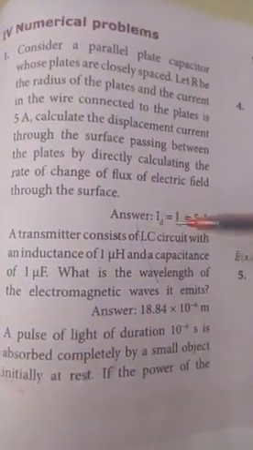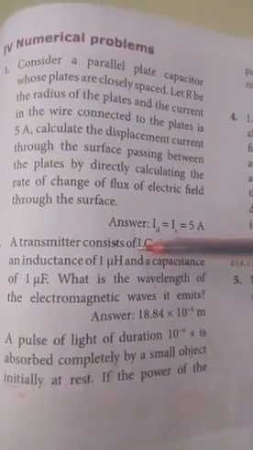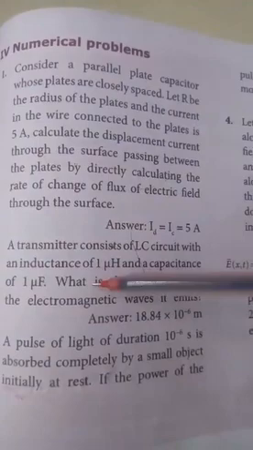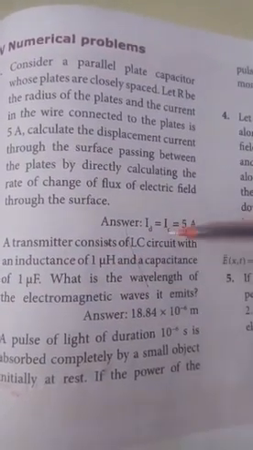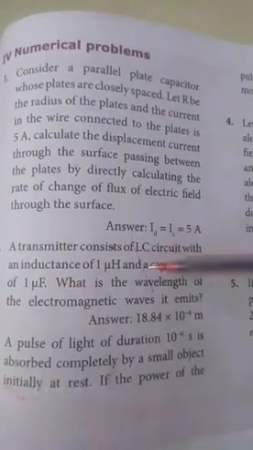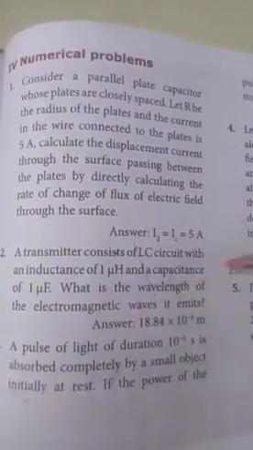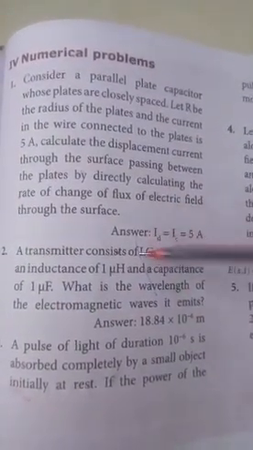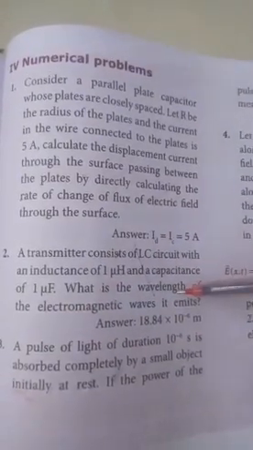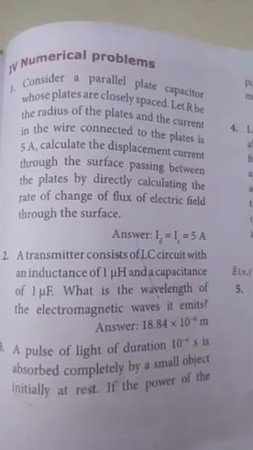Next, second problem. A transmitter consists of an LC circuit, inductor and capacitor, with an inductance of 1 micro henry and a capacitance of 1 micro farad. What is the wavelength of the electromagnetic wave it emits? Here L is given, C is given. Now we have to find out the wavelength lambda. So let's see the solution now.